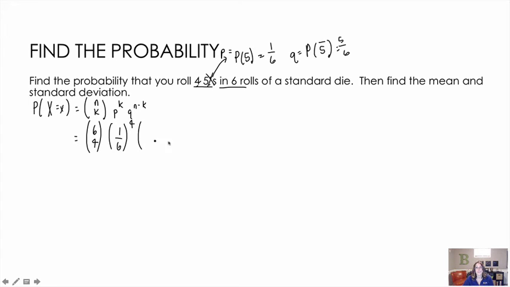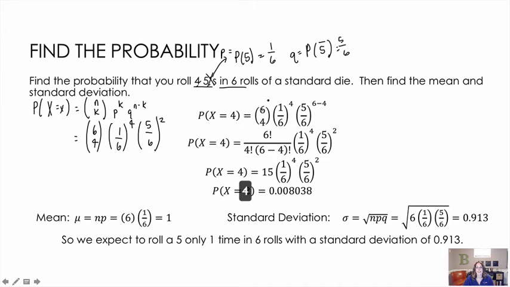The probability of failure is 5/6, and how many times does that happen? Well, the 2 that are left over. 6 minus 4 is the 2 that are left over. So that's really all that we're going to do. So let's take a look. Again, I've got the probability that x equals 4. Oh, I forgot to put that over here, that x equals 4. 6 choose 4, 1/6 to the 4th, 5/6 to the 2nd.